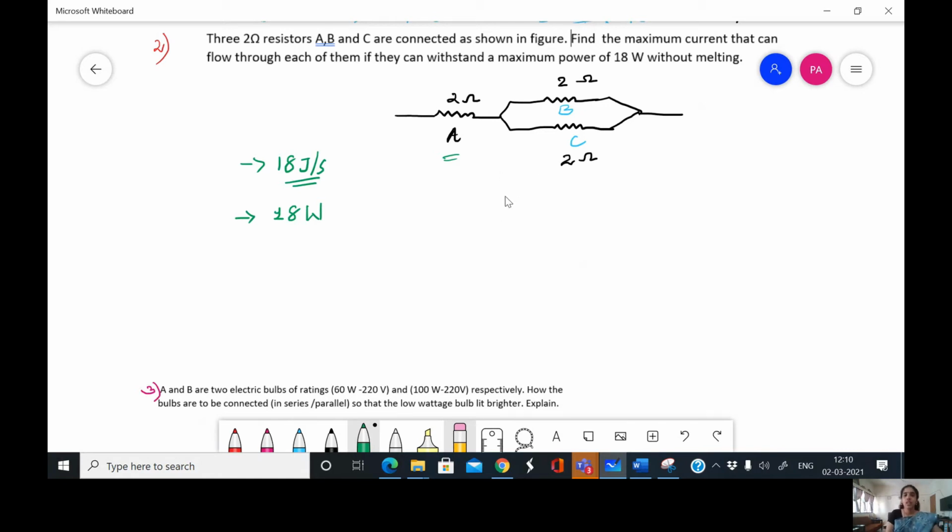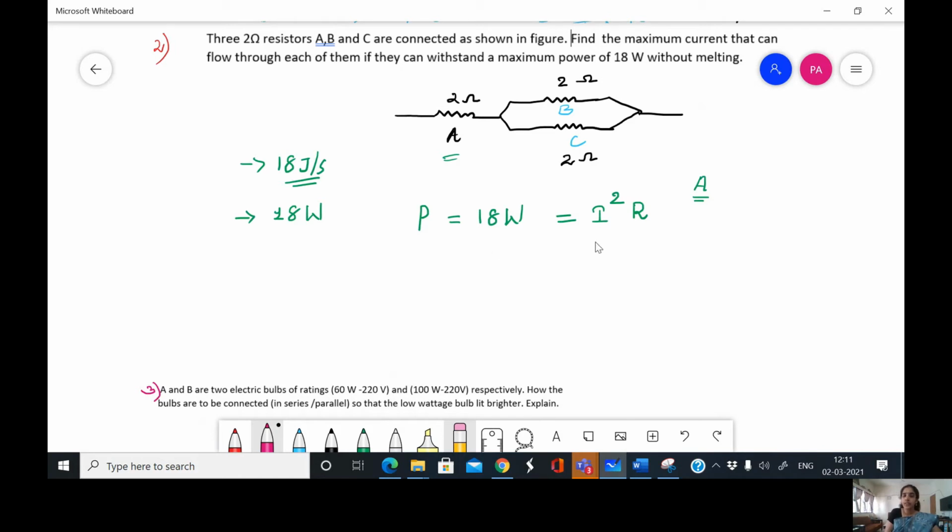That is the question. So for that, first of all, we are given the maximum power of each bulb. It is 18 watt. How much current can be passed through each so that it is safe? So let us take the help of the equation for power, I squared R. Here the resistance of each bulb is given as 2 ohm. So let us focus on bulb A first. And the maximum power that can be tolerated will be the same for all the bulbs because they are identical resistors.